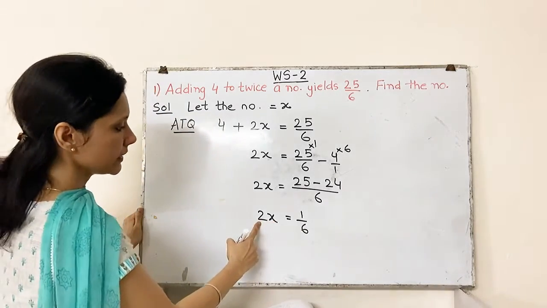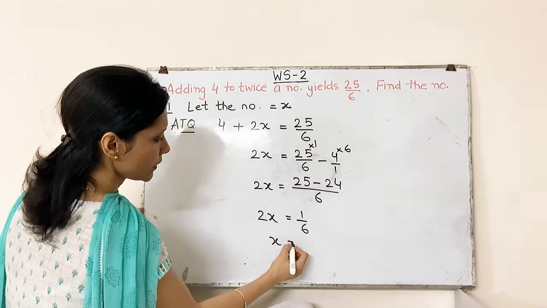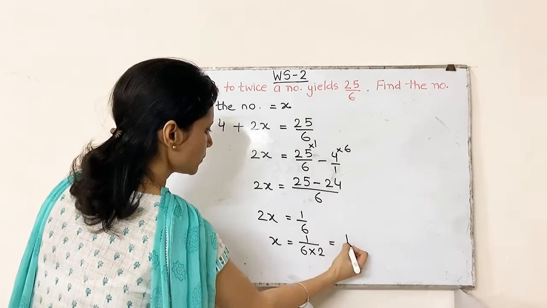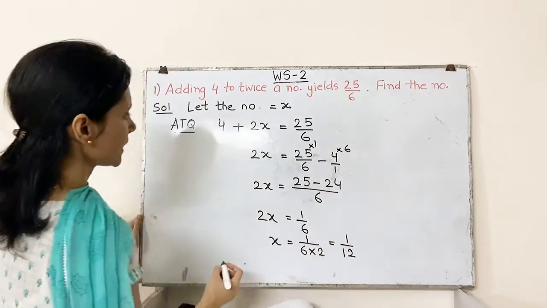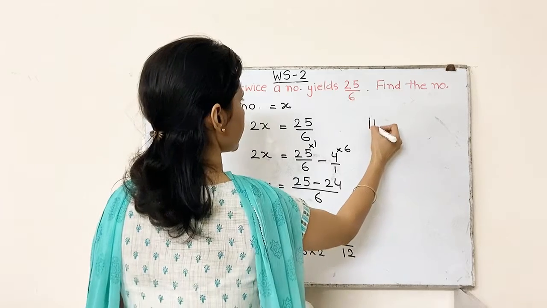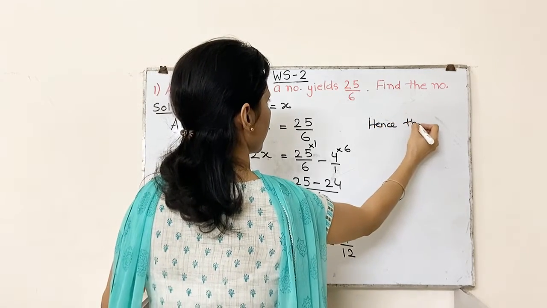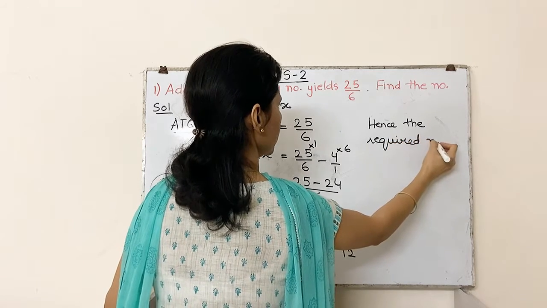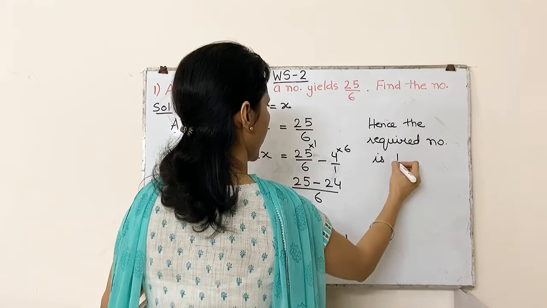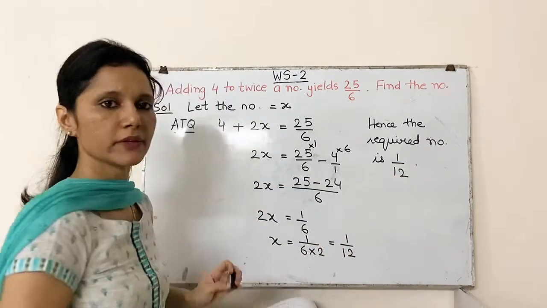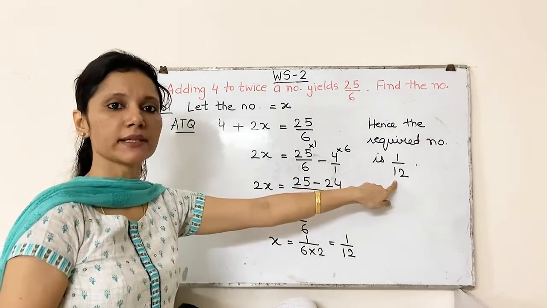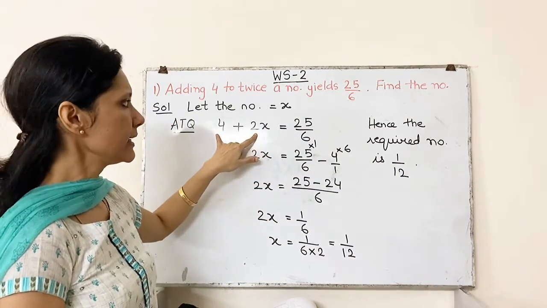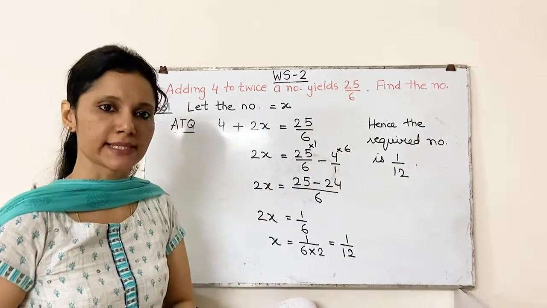Now 2 is getting multiplied with x, so here 2 would be divided. So the value of x is 1 upon 12. So we'll say hence, the required number is 1 upon 12. You can also verify, check your answer in rough, by putting the value of x in the left hand side and see if it comes out to be equal to the right hand side.